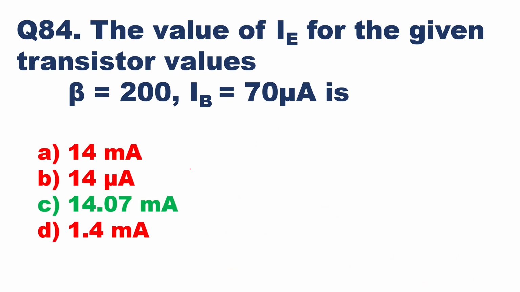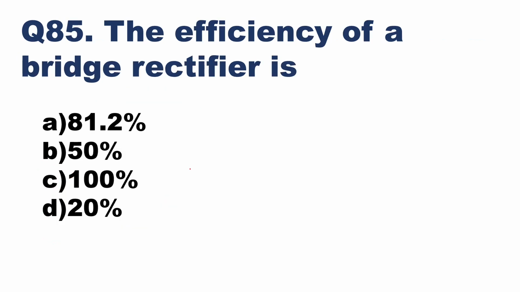So here you can see the answer: the value of emitter current IE, if the current gain beta is given as 200 and base current is given as 70 microamperes, is 14.07 milliamperes. Then we'll go to the next question.